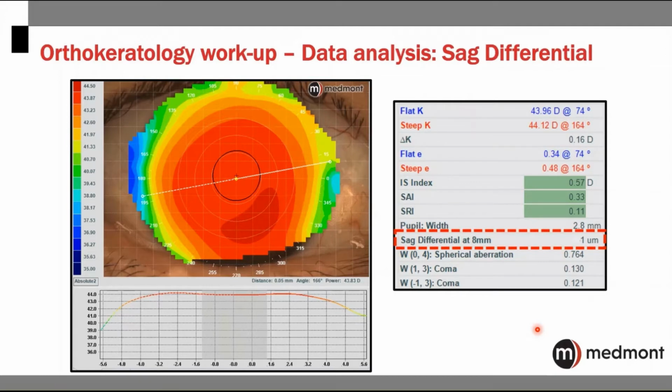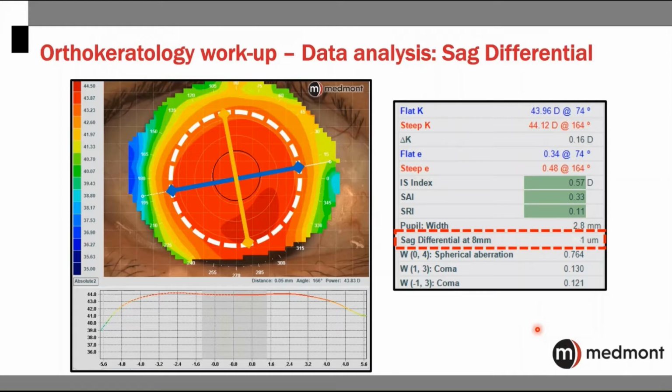Another thing that we can look at is the sagittal differential. The Medmont highlights this value so it's easy for you to understand before you start whether a symmetric ortho-K or toric is recommended. And the same is true of corneal GP fitting. The higher the sagittal differential, the higher the peripheral toricity. So what we're looking at is the depth of the flat meridian compared to the depth of the steep meridian. And the difference in height, in this case, is only 1 micron.